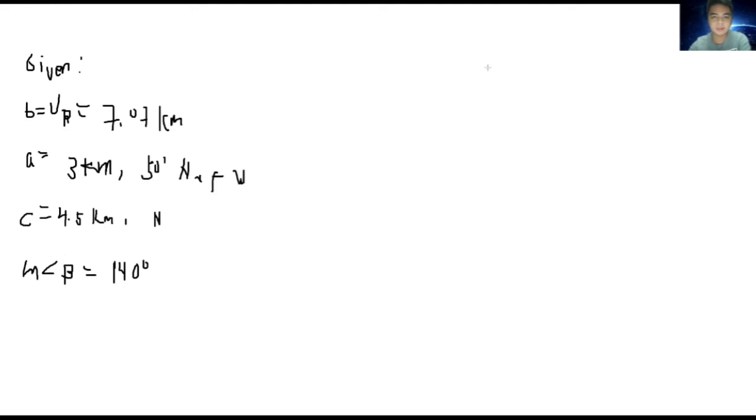By illustration, makikita natin na parang ganyan, no? This is the D sub A or the 4.5 kilometers. And then we have something like that. That is D sub B. And then the result of vector, which is 7.07 kilometers. So kanina, in-identify natin ito. Sorry for that. That this is A, this is B, this is C. This B is equivalent to 140 degrees.